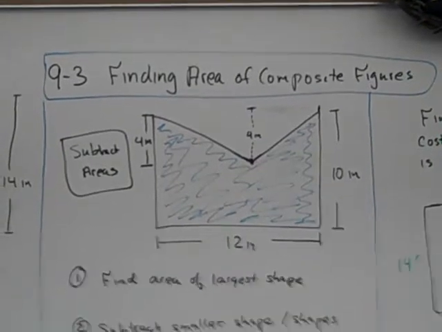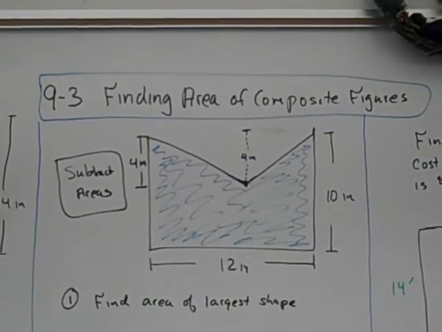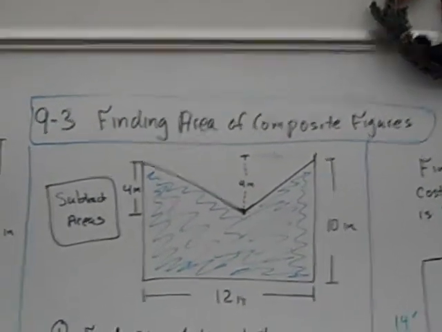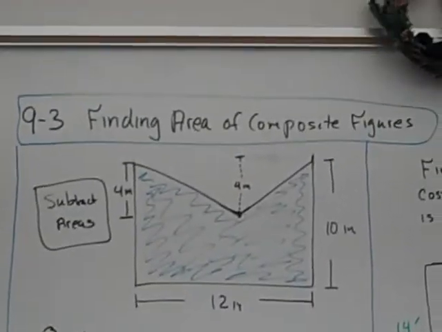Recording. Welcome to Klein's Geometry. Today we're going to talk about lesson 9.3, finding the area of composite figures. There's two ways we can do this.